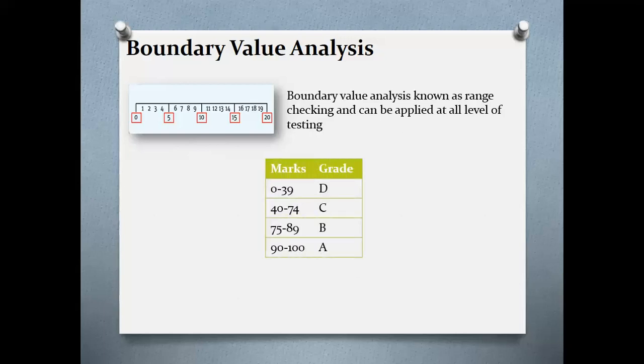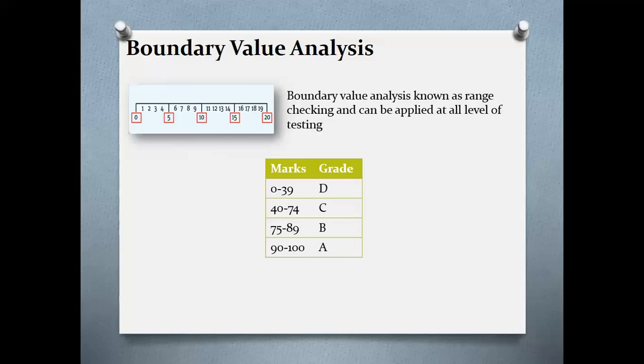For example, consider an application which shows the grades of a student upon entering their test marks, where anyone scoring between 0 to 39 is graded D, 40 to 74 is graded C, 75 to 89 is B, and between 90 and 100 gets the grade A. Here, the mark range specified can be considered as 4 partitions. If a student scores anything within the specified range, the application would invoke the associated grade for that student.